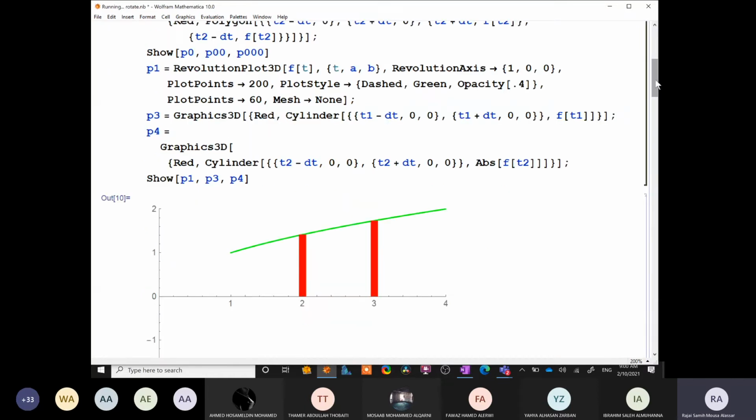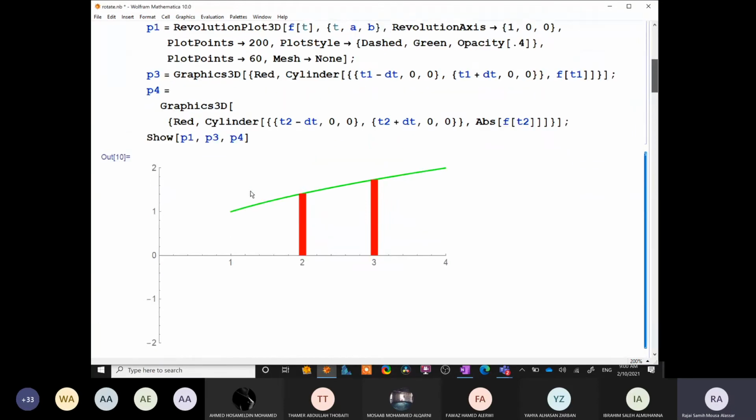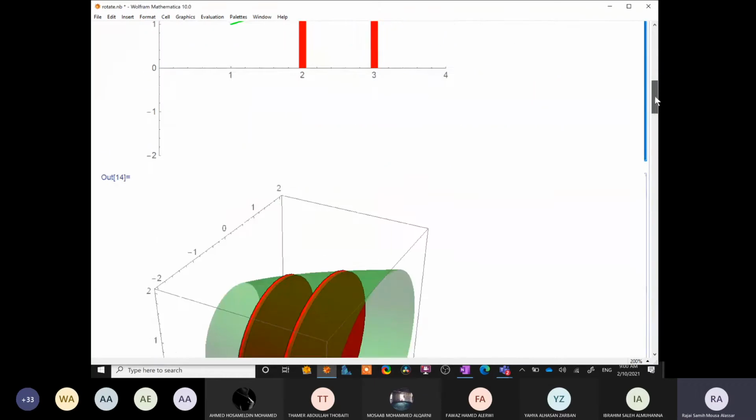So this is your graph, isn't it? Please listen. This is the square root of x, yes? And I'm going to rotate this about the x-axis. So I take a sample. This is the sample. What's the thickness of this sample? It is dx, isn't it? Okay, and let's just rotate that and see what happens.